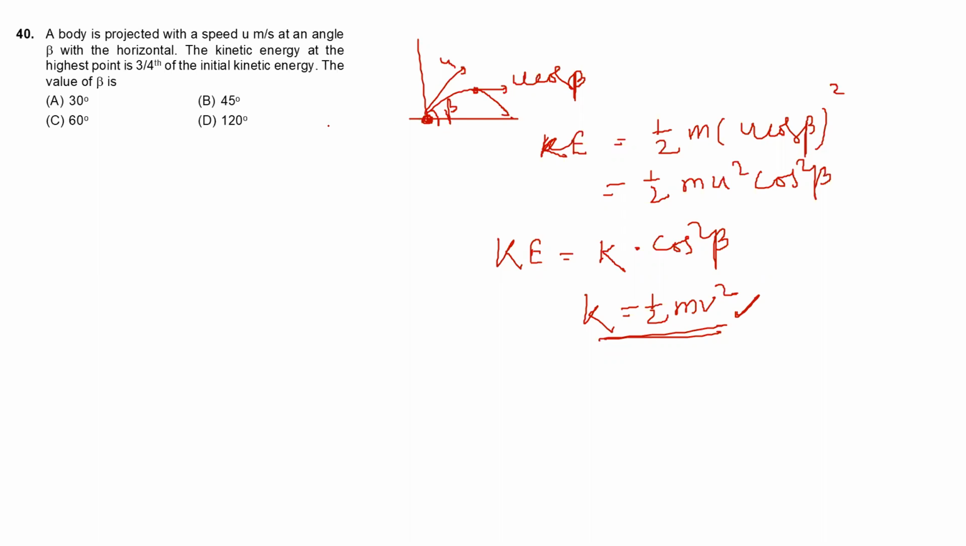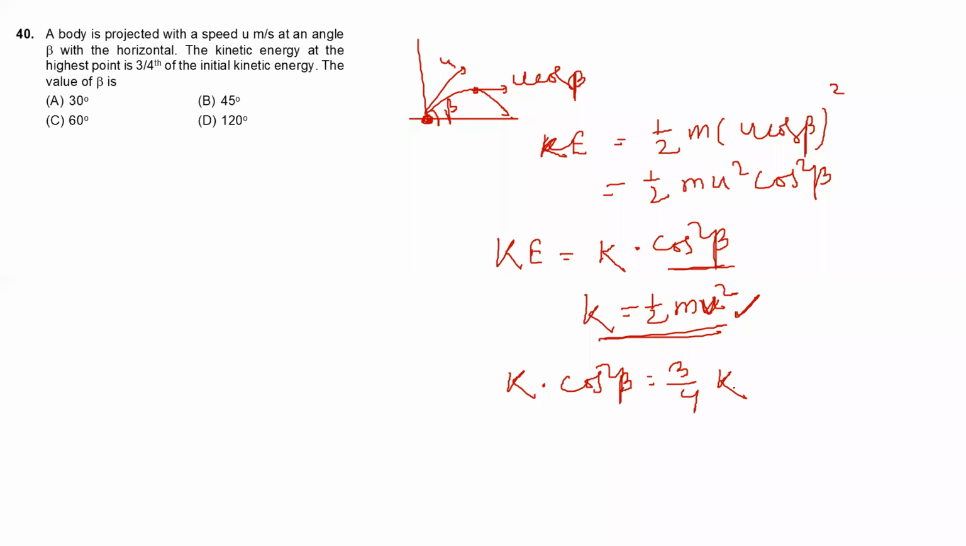In the question, it is given that the kinetic energy at the highest point is 3 by 4th of its initial kinetic energy. Highest point kinetic energy is half m u square cos square beta, and the initial kinetic energy is half m u square. So you see, K cos square beta is equal to 3 by 4 times the total kinetic energy.